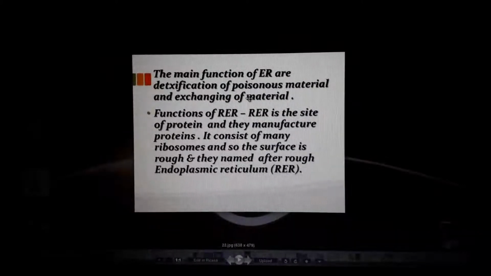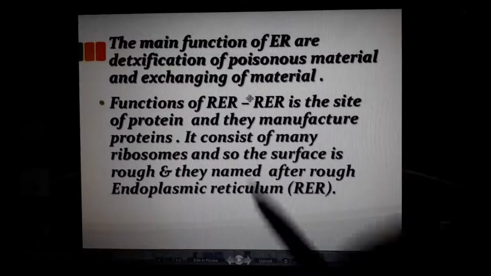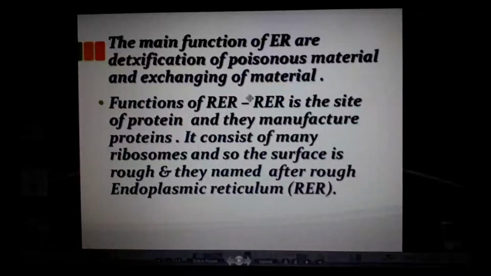Let's see. The main functions of endoplasmic reticulum are detoxification of poisonous materials and exchanging of material. So, what does this ER do to our body? It will detoxify poisonous materials. Whatever food we are eating, most of it is good food, but some part of that food is not good. There is a bit of poison in that. So, if the endoplasmic reticulum is there, it will detoxify it. It makes it safe, and exchanges material.